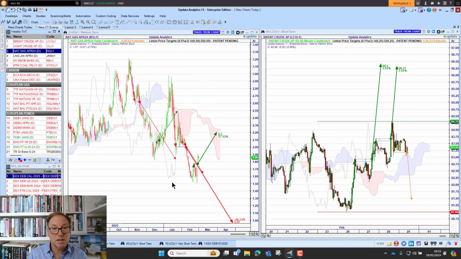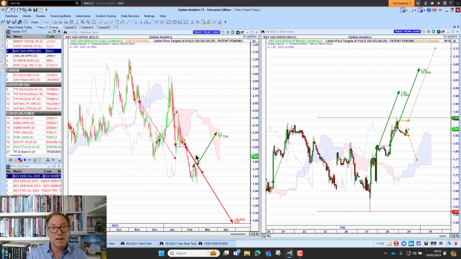US nat gas, we are seeing here similarly upside targets, just waiting for a new one to activate above 190, taking us back above $2. So we are seeing US gas prices recovering there as well.